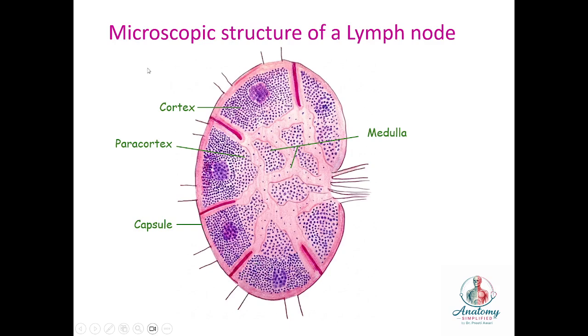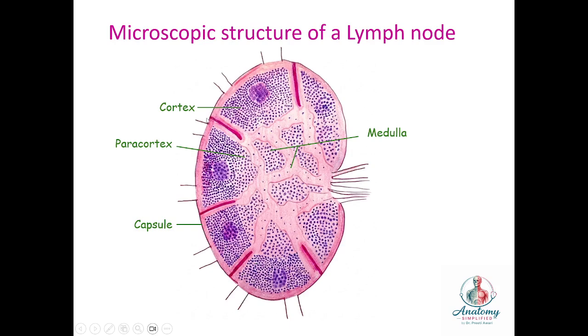Now, let us try to understand this picture. This is a complete lymph node which has been sectioned, and then H&E staining has been done. This is the low power view of the lymph node under a compound microscope. What can you make out? The lymph node is surrounded by a capsule, so it is encapsulated. The capsule is made up of compactly arranged connective tissue collagen fibers.